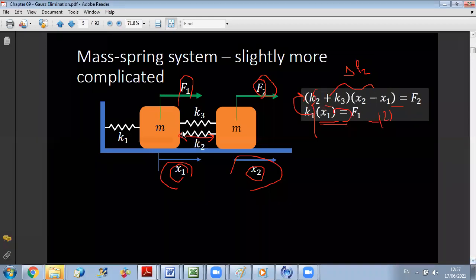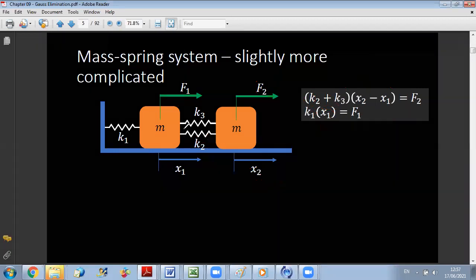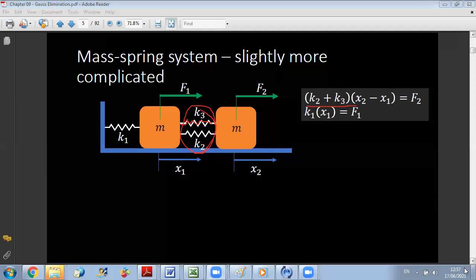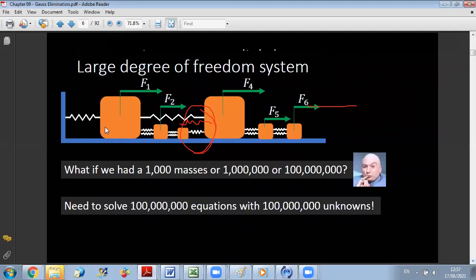So I can increase the complexity by adding springs. Here, for example, if I add a spring here, then the equivalent stiffness of my spring here will be K2 plus K3. And if I have a lot of masses and a lot of springs, I can end up with, let's say, a system of 1,000 equations with 1,000 unknowns. So it's not feasible to solve it by hand or to use very long methods. Okay, so then we should go to efficient techniques that can solve such systems in a fast way.